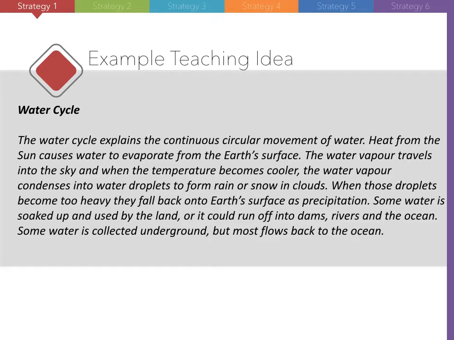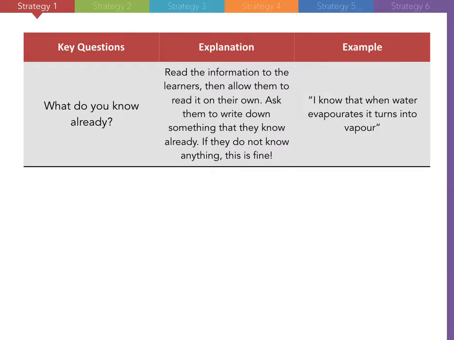So let's work through an example together. On your screen right now is a selection of text about the water cycle. I'm not going to read it all through with you, and it's not important to read it yourself right now. But we're going to look at how we can use the key questions in order to unearth some of the learner's background knowledge. So a key question could be, what do you know already? And here you're going to read through the information with your learners and then often allow them to read it on their own. And then ask them while they're reading it to write down something that they know already.